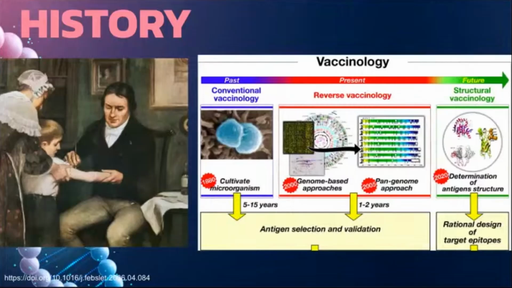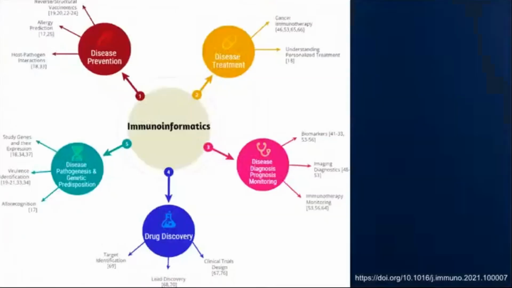So this is one of the reasons why learning the basics of immunoinformatics and reverse vaccinology can be really helpful for you to understand what's going on in today's world, and predicting immune responses to a new vaccine based on protein sequence analysis, etc. If you see this one, you can understand the different approaches that immunoinformatics has started taking over, starting from disease prevention, disease treatment, disease diagnosis, prognosis, monitoring, drug discovery.